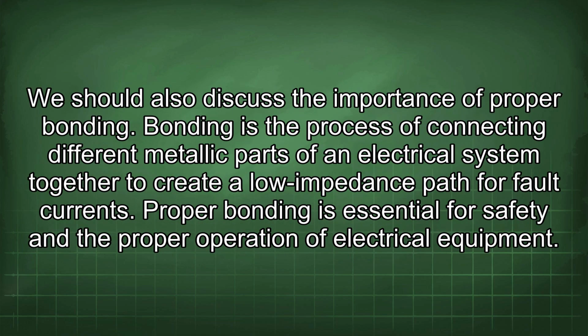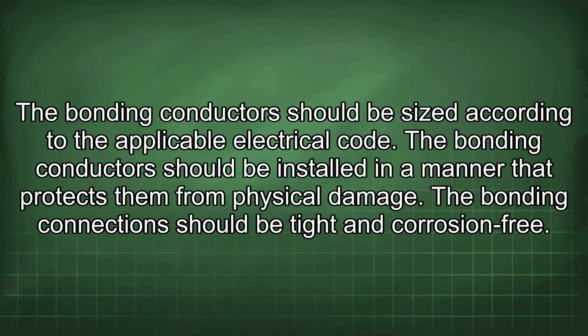We should also discuss the importance of proper bonding. Bonding is the process of connecting different metallic parts of an electrical system together to create a low impedance path for fault currents. Proper bonding is essential for safety and the proper operation of electrical equipment. The bonding conductors should be sized according to the applicable electrical code. The bonding conductors should be installed in a manner that protects them from physical damage. The bonding connection should be tight and corrosion-free.